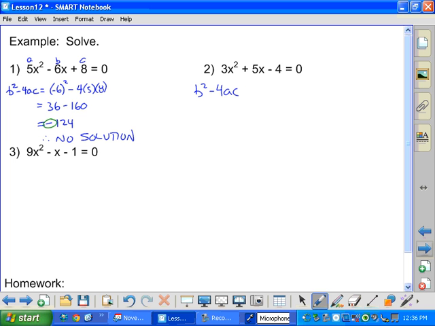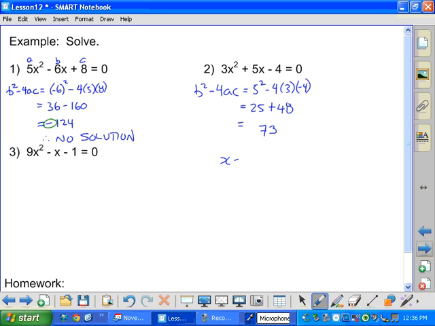b squared minus 4ac. So now I have 5 squared minus 4 times 3 times negative 4. So 25, and it's going to be a positive 48. Add those together, and it'll be positive 73.